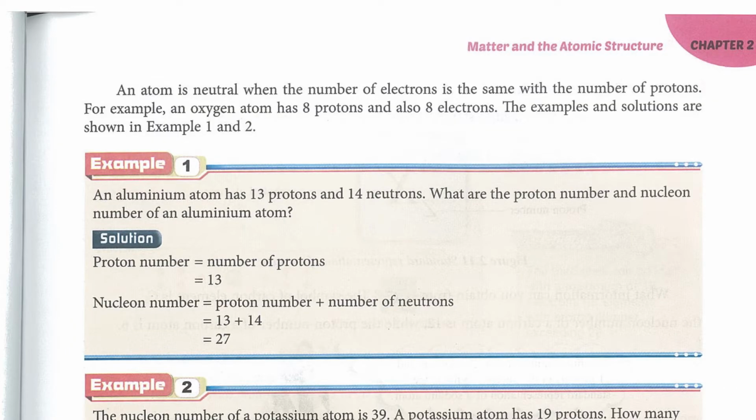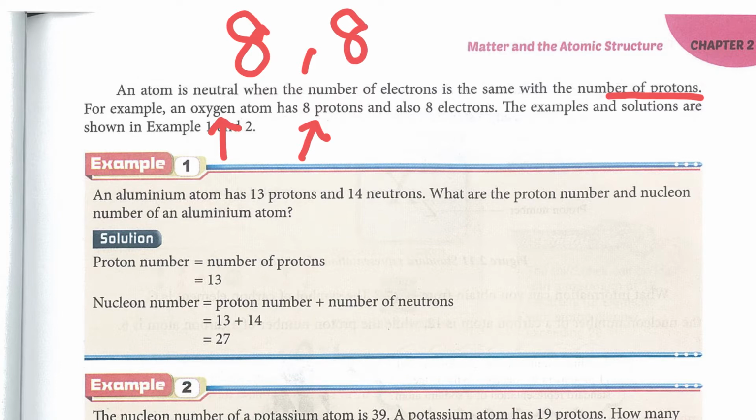Class, look at the sentence over here. An atom is neutral when the number of electrons is the same as the number of protons. For an example, an oxygen atom has 8 protons and also 8 electrons. So it is considered as neutral. So when the number of protons is 8, the number of electrons is also 8. Why is it like that? Because an atom is neutral.